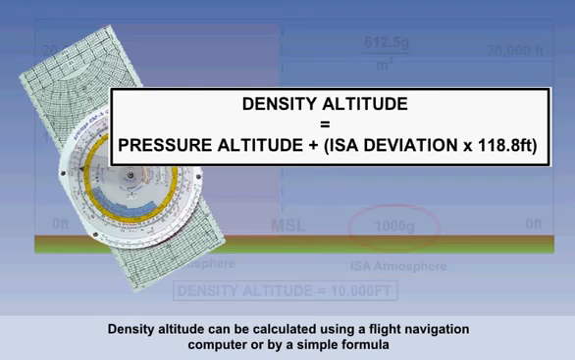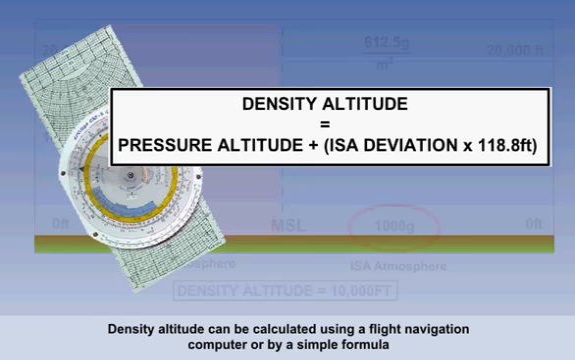This formula states that for every 1 degree Celsius away from ISA, depending on whether the deviation from ISA is positive or negative, you add or subtract 118.8 feet to your pressure altitude to find your density altitude. Now let's look at an example.